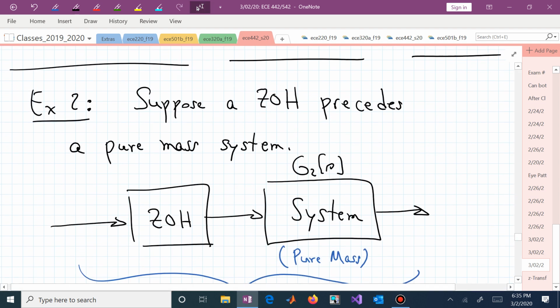Suppose now we want to have the zero order hold equivalent of a pure mass system. That's now G sub 2. G sub 2 of S is the dynamics associated with a pure mass. That's our system, G sub 2.